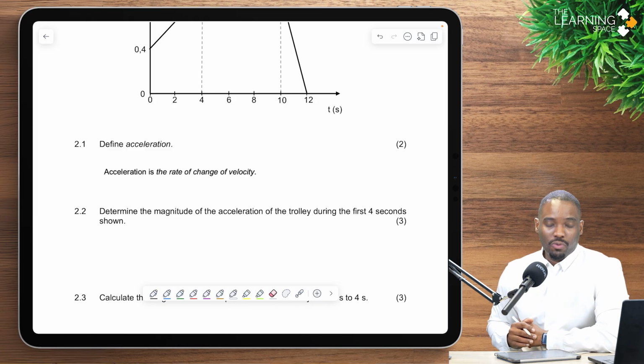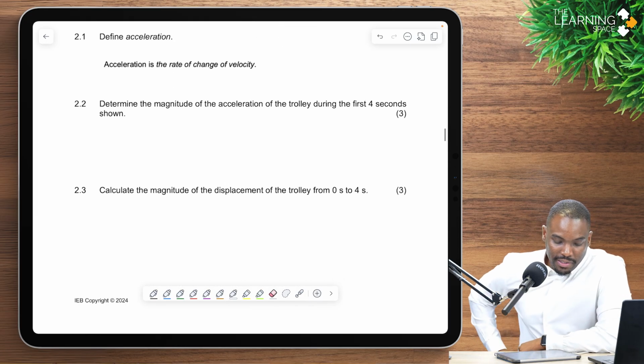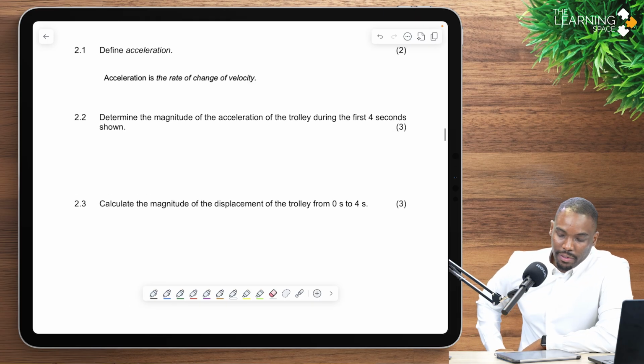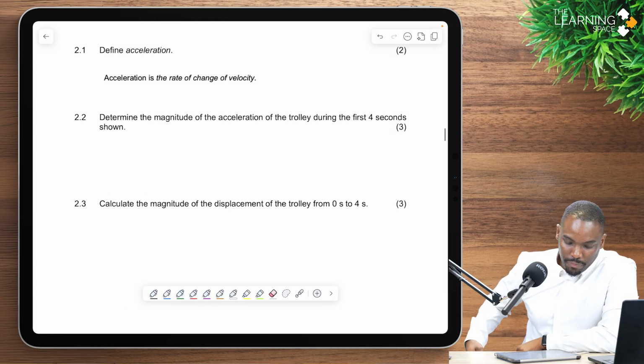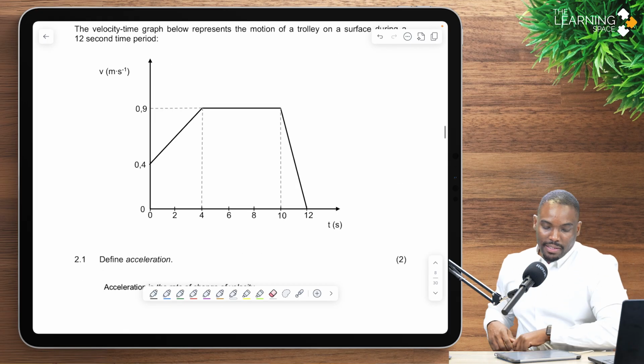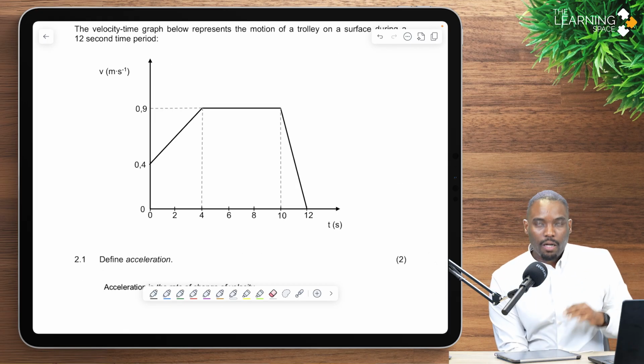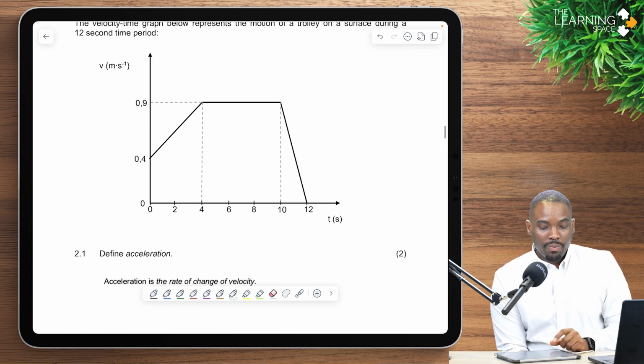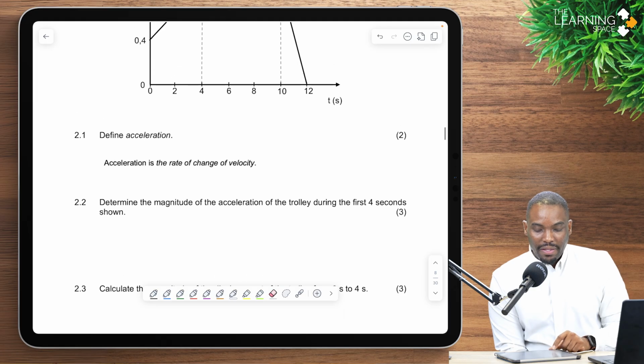Let's jump on to 2.2. 2.2 then says, determine the magnitude of the acceleration of the trolley during the first 4 seconds shown. All right, let's go back, then we can see that. So for the first 4 seconds, we can see that our velocity starts at 0.4 meters per second and increases linearly up until 0.9 meters per second. We need to find the acceleration.